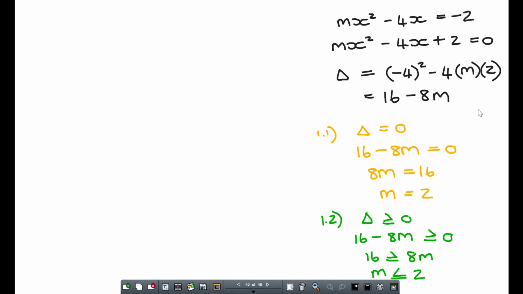Question 1. Vraag 1.1. Hulle sê vir jou, for which values of m will the equation mx squared minus 4x is equal to minus 2 have equal roots? Okay, so let's start at the beginning. First things first, before you can get the roots, you must have it in standard form. Jy moet dit mos eers in standaard vorm hê, né?